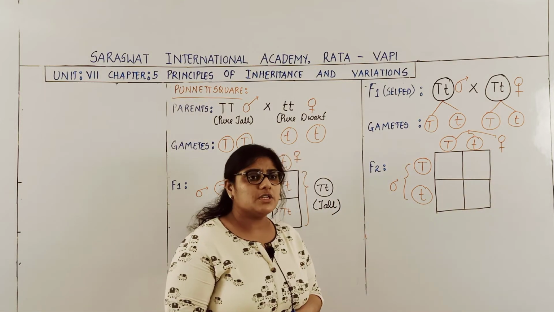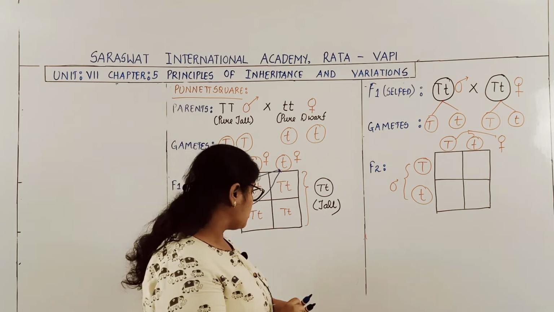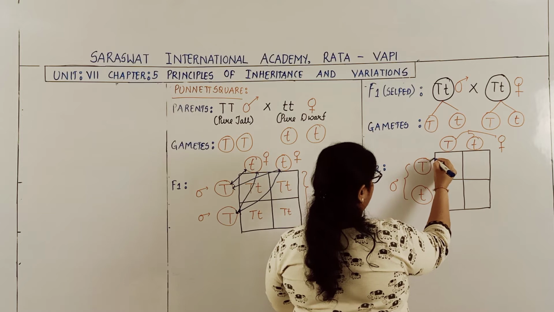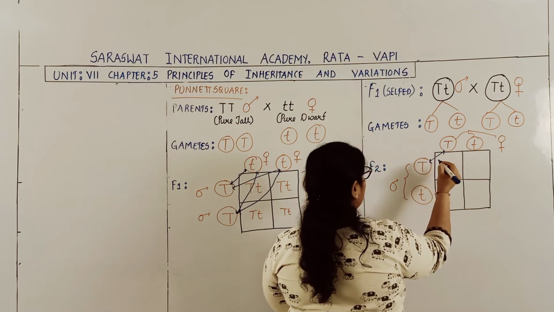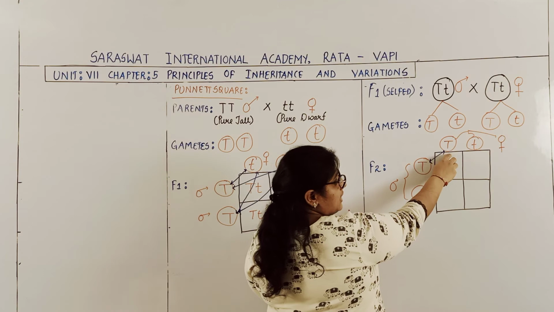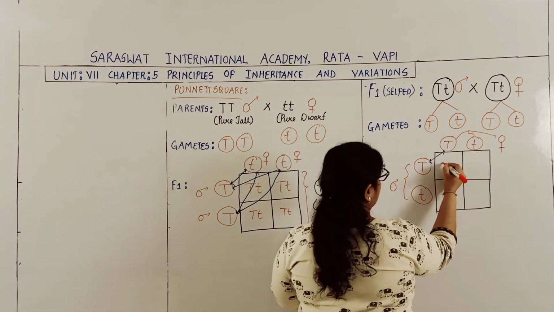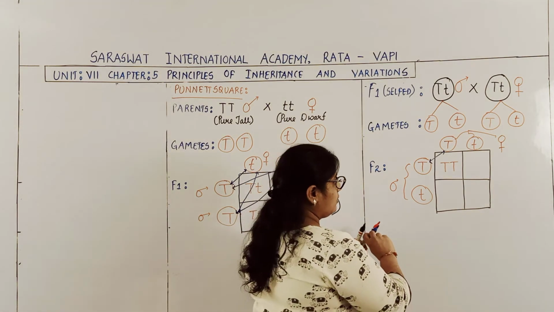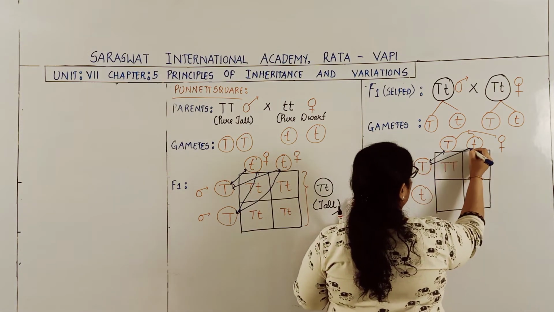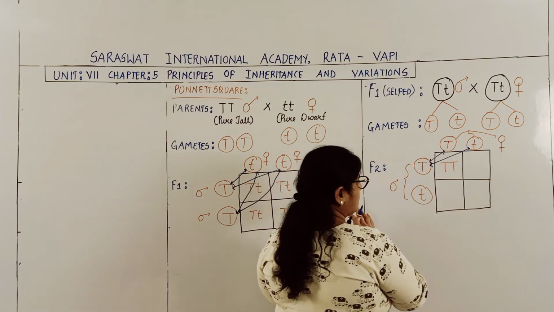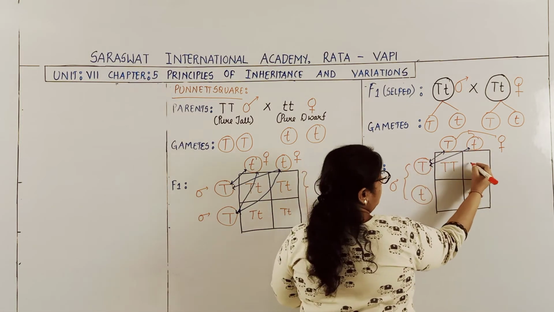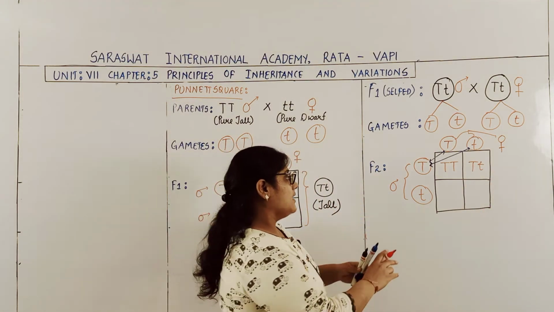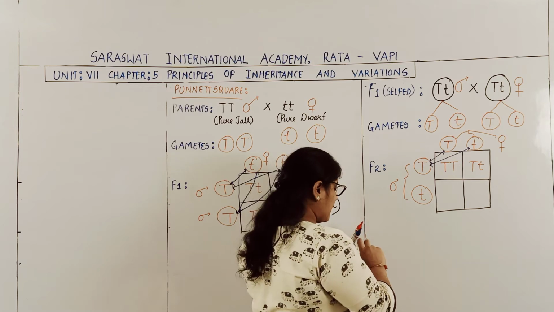Now students, the possible combinations between them. So this particular gamete, male gamete, can fuse with this particular female gamete. So what is the combination? Capital T, capital T. Now this gamete can also fuse with the female gamete containing small t. So what is the combination? Capital T, small t.